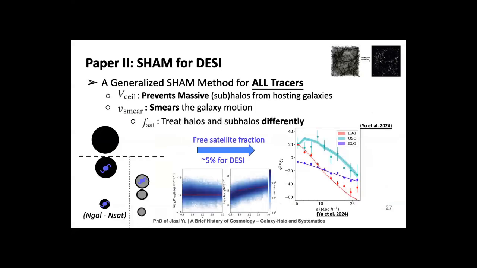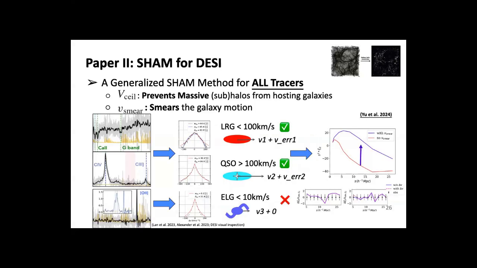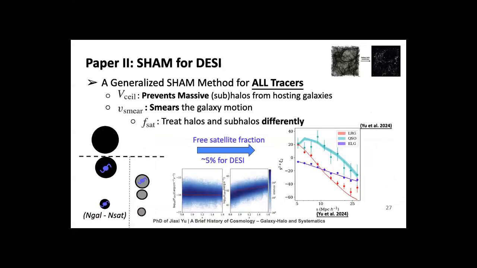ELG means emission line galaxies, so star-forming galaxies, in other words. And there's another parameter that we have to account for specifically for emission line galaxies, which is what we call the satellite fraction: how many of these ELG galaxies are not in a main halo, but in a subhalo?